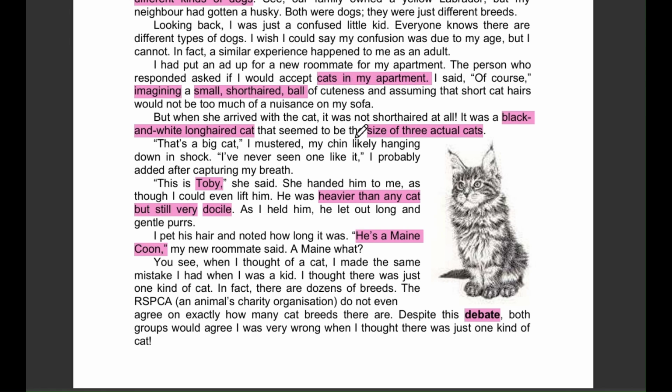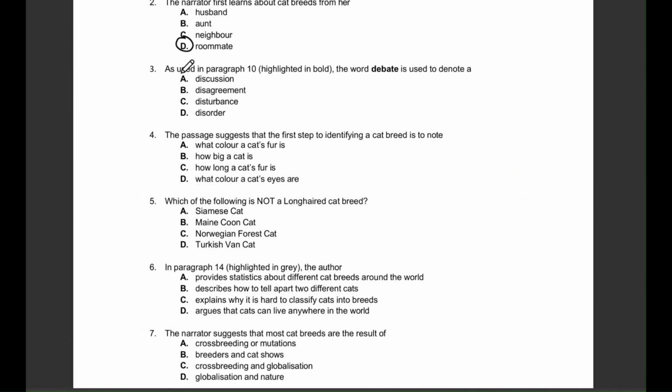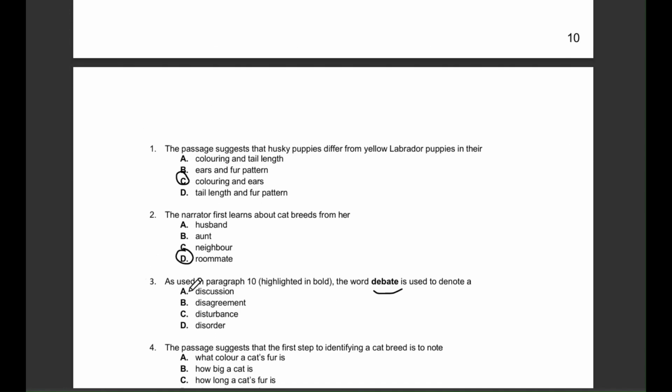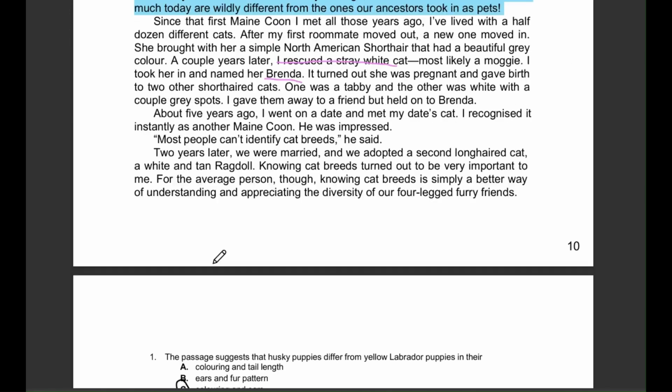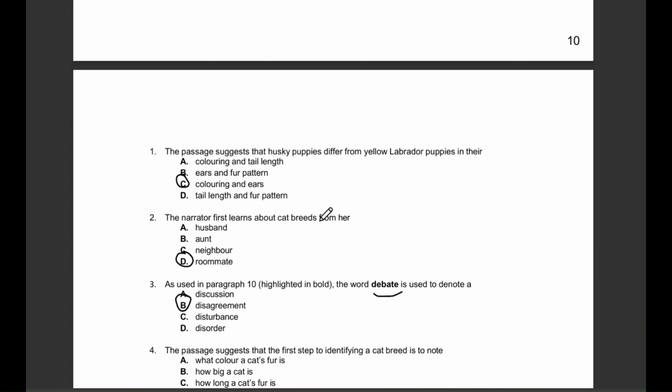Now for question number 3, we have, as used in paragraph 10, the word debate is used to denote, with the options A, discussion, B, disagreement, C, disturbance, D, disorder. The correct answer here is letter B, disagreement. Remember, in that part of the passage, they weren't just chatting calmly about cats. There was a strong disagreement about whether the big cat they saw was really a cat, so a debate means a disagreement.